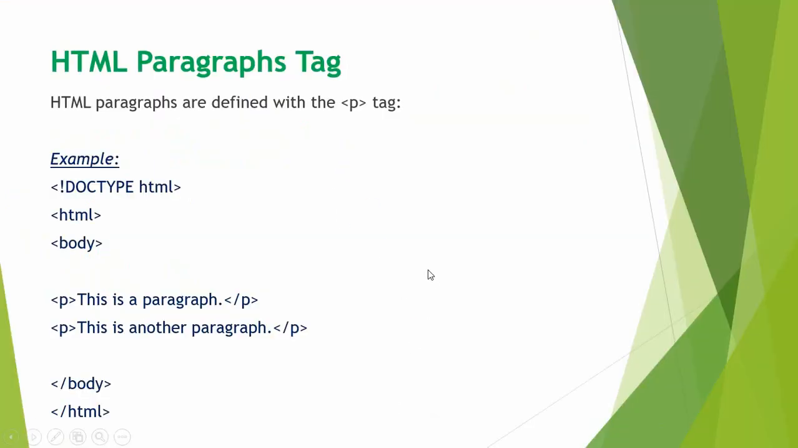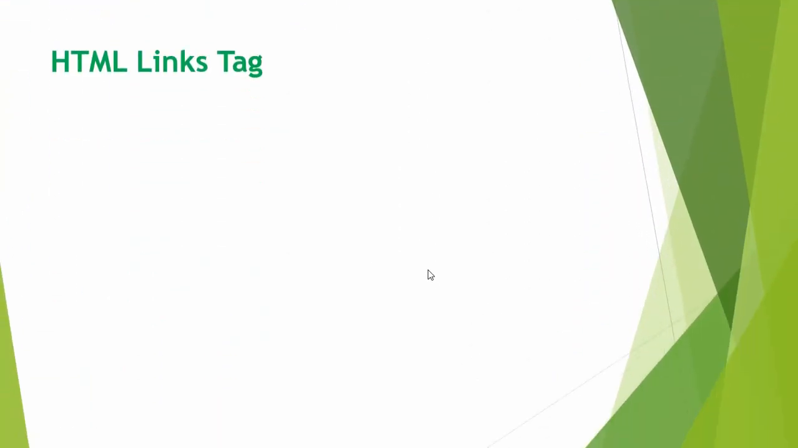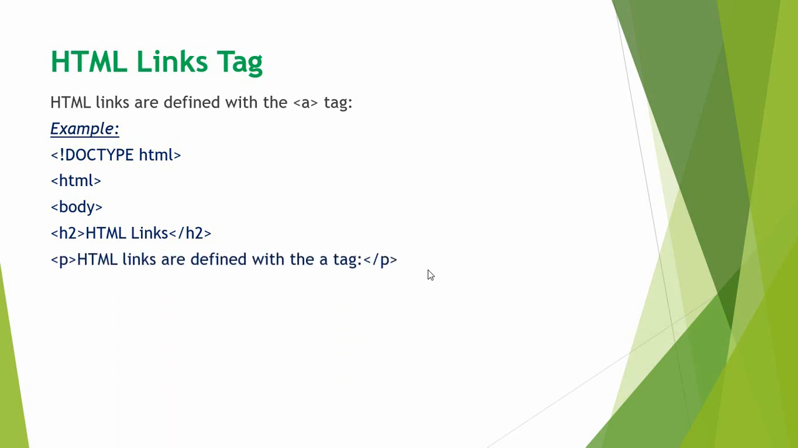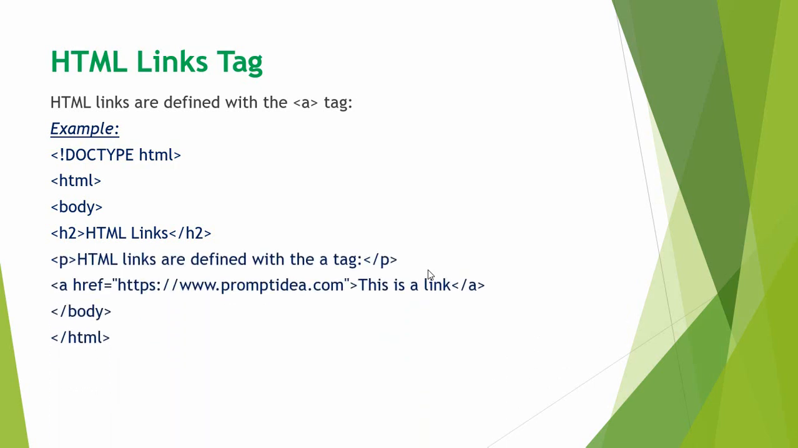Then next one is the HTML link tag. HTML links are defined with an a tag. Mainly the link tag is used for giving a hypertext link in our HTML page. That means we can put an external link to another web page. On every website you can see Home, HTML, About Us, Contact, like that. There also we are using the a tag, that means the anchor tag.